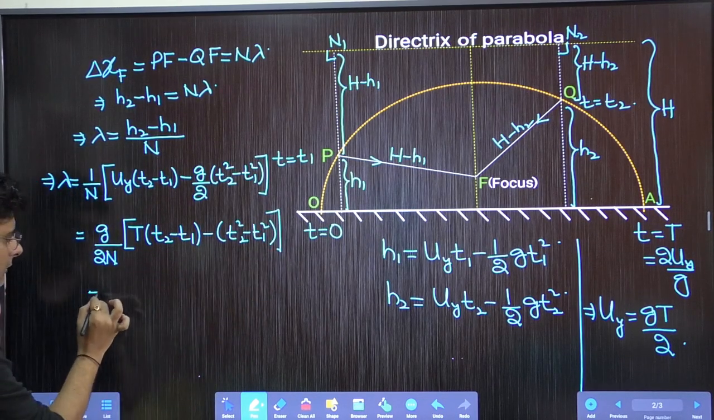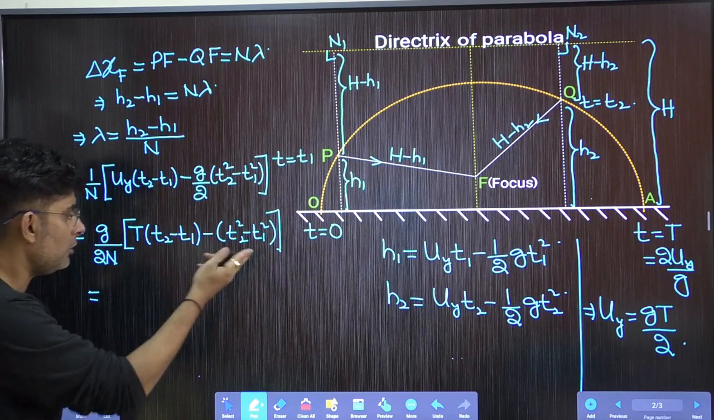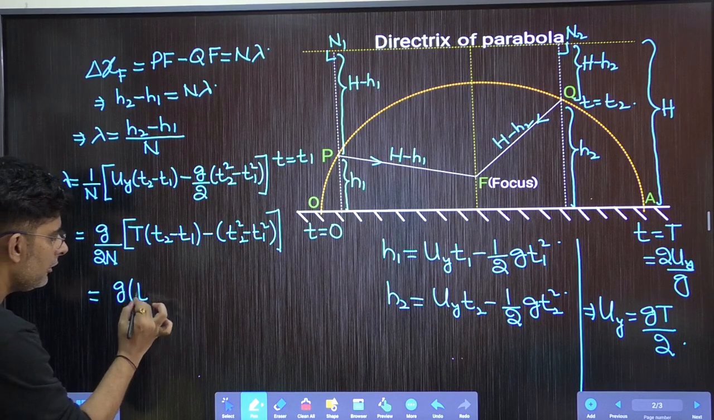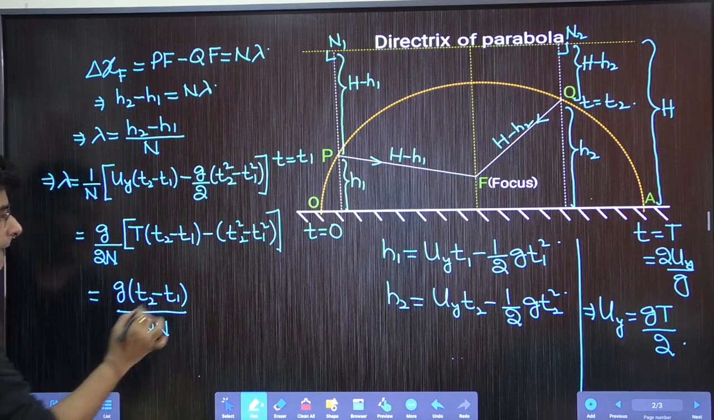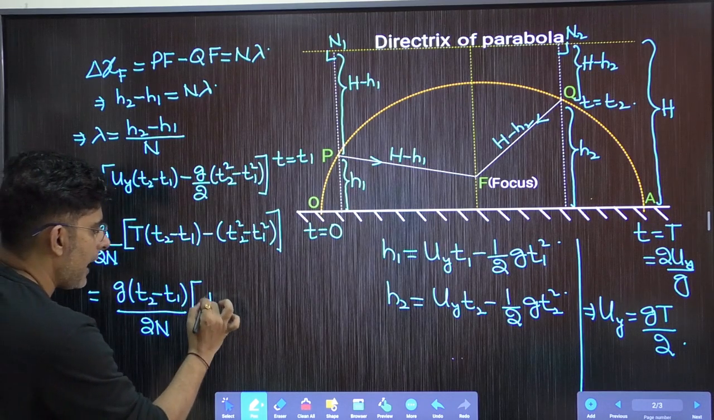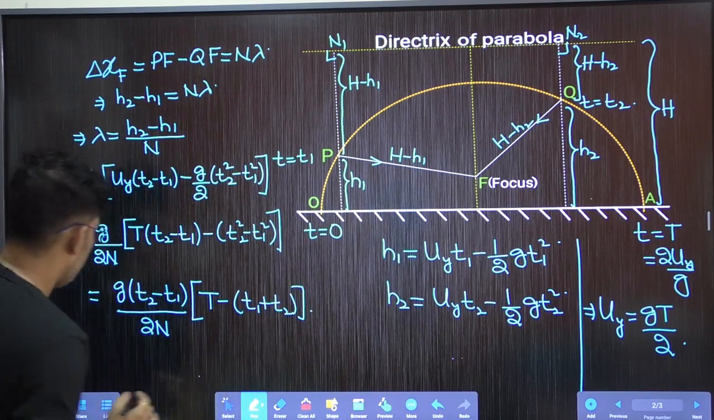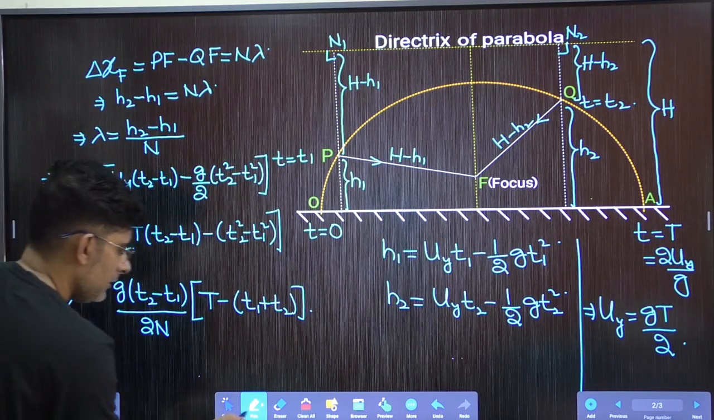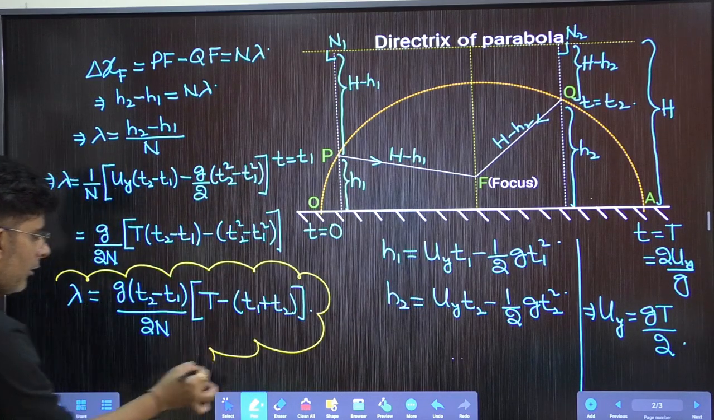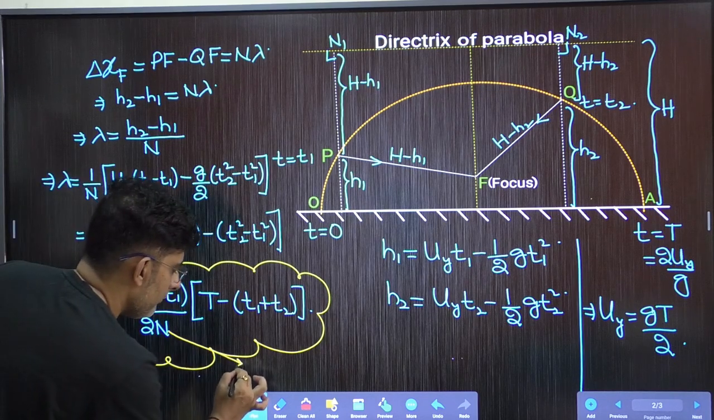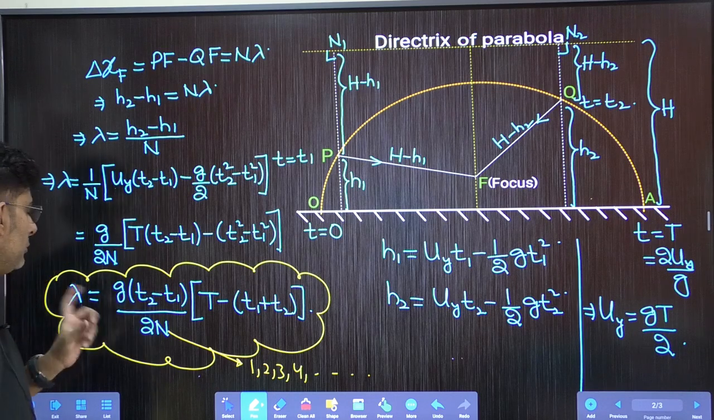Now something else will come common. What is that? t2 square minus t1 square is t2 minus t1 into t1 plus t2. So t2 minus t1 also comes common. So g (t2 minus t1) by 2n comes common, and what is left inside is capital T minus, in bracket, t1 plus t2. So this is the expression for lambda, and for various values of n, where I already said that n can have integral values 1, 2, 3, 4 and so on, these are the allowable values of lambda.